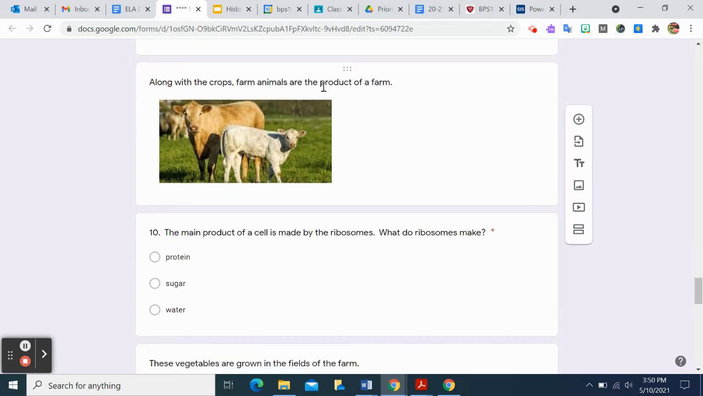Along with the crops, farm animals are the product of a farm. The main product of a cell is made by the ribosomes. What do ribosomes make? Protein, sugar, or water?